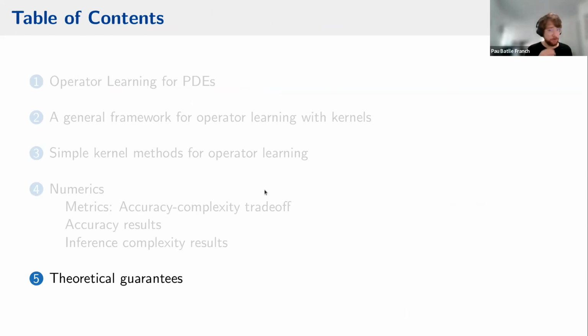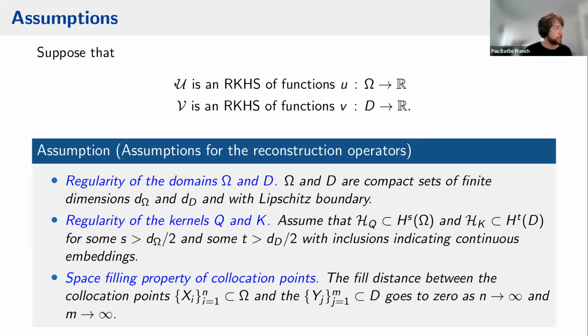And I'm going to briefly present the theoretical guarantees. I'm just going to give you the overall flavor of the kind of results that we can get without entering much into details. So as I said, U and V, we give them an RKHS structure. So they are RKHS spaces of functions. And the first set of assumptions is assumptions for the reconstruction operators.